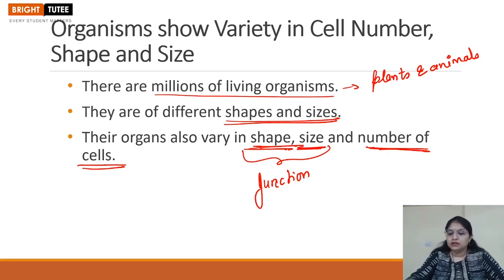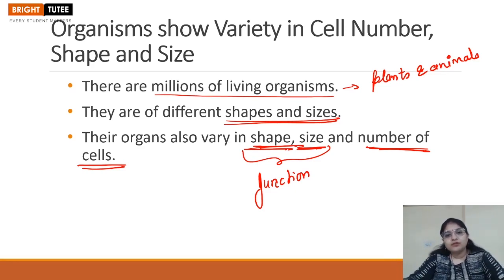If we talk about the organs within an organism, we also see that the number varies from organ to organ. For example, when we say liver, we know that liver is a large organ, right? It's a large gland. So when we compare it with, say, the salivary gland, we know that in liver we will find more cells as compared to the salivary gland. So the shape and size of the organ also affect the number of cells in it, right?